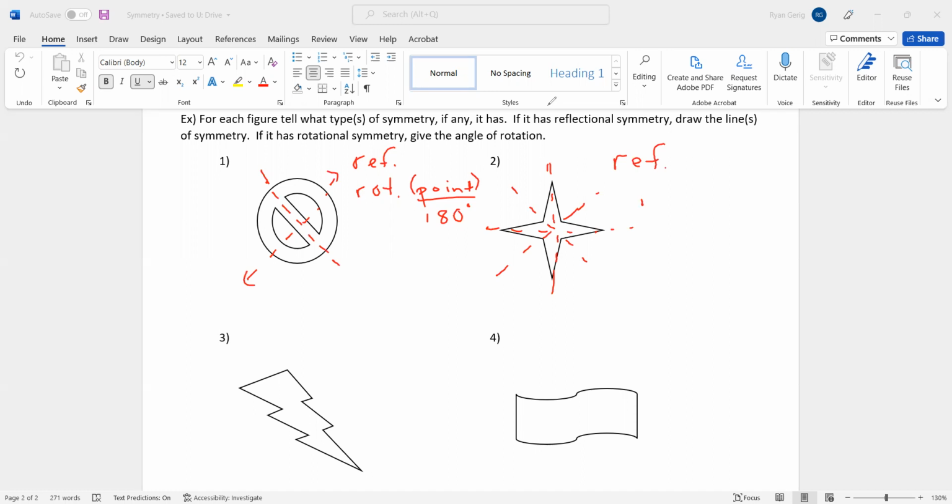It does have rotational, and it would be 90 degrees, because I could do this. I could turn this thing 4 times. It would land and be the same shape 4 different times. So 360 divided by 4, 90 degrees. The third one has no symmetry at all. And the fourth one only has rotational symmetry. There's no line that I could draw down the middle of this thing.